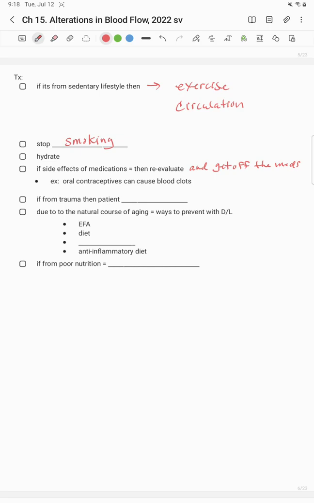Okay, an example would be oral contraceptives, as they can cause blood clots. Okay, if from trauma, then patient care. Okay, due to the natural course of aging, there's ways to prevent with diet and lifestyle. Okay, so to prevent a thrombus with diet and lifestyle. So, examples would be to take your essential fatty acids like omega-3, diet and lifestyle, anti-inflammatory diet can help. If from poor nutrition, then improve their diet.